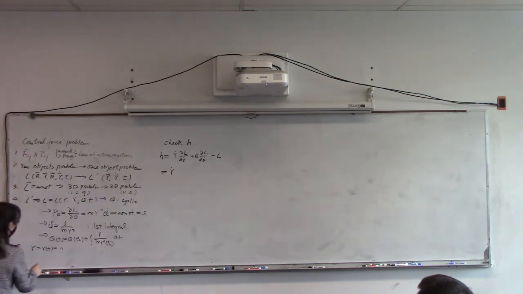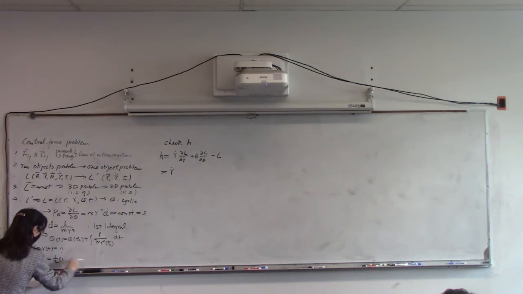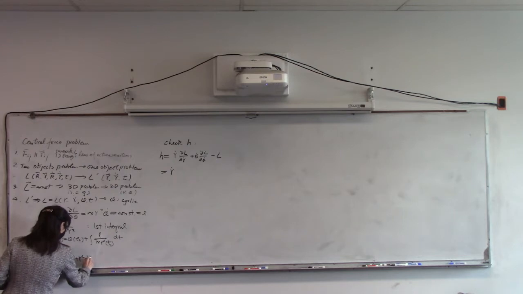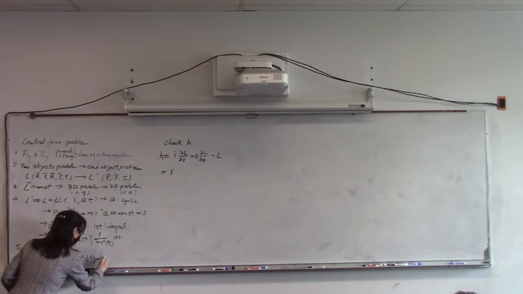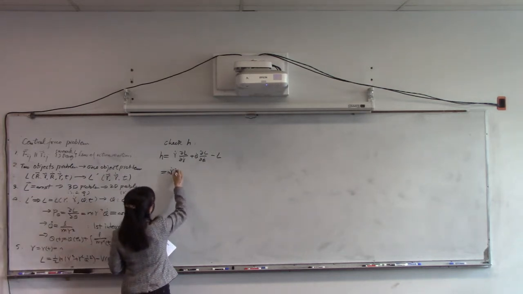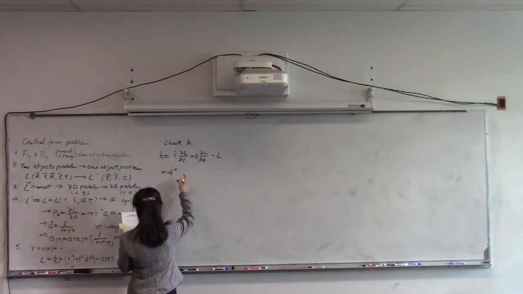If you remember the Lagrangian, L is half of m, I take m outside, r dot squared plus r squared theta dot squared. That is kinetic energy, minus potential energy, which is a function of r. So now the partial L partial r dot is m r dot, and so we have m r dot squared.